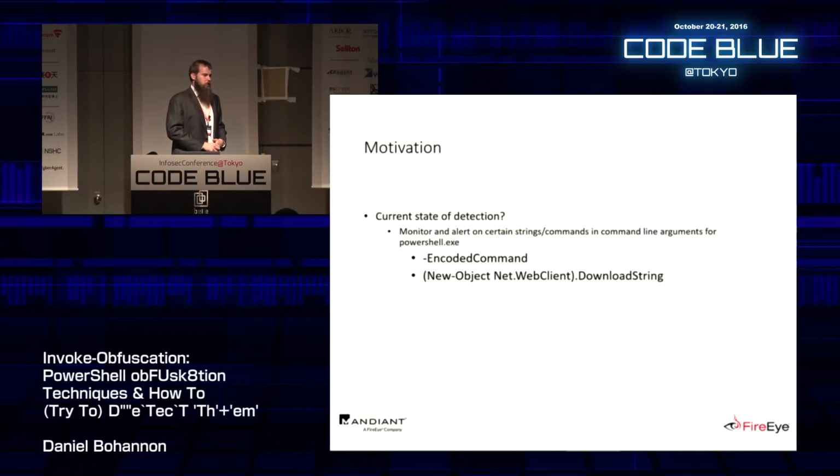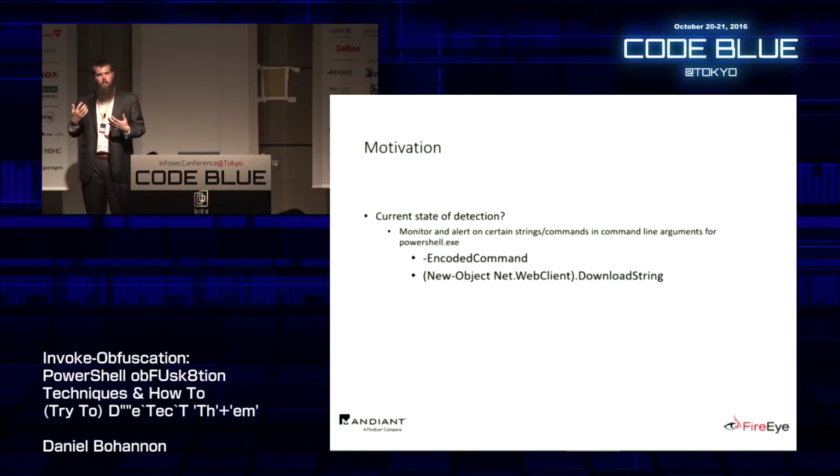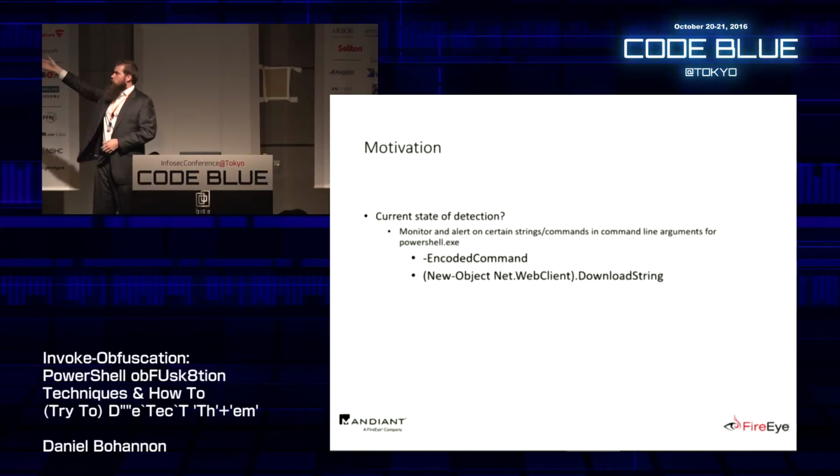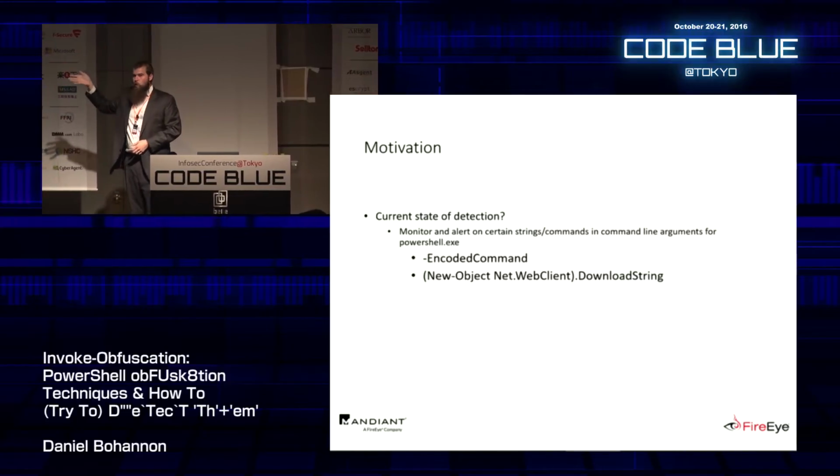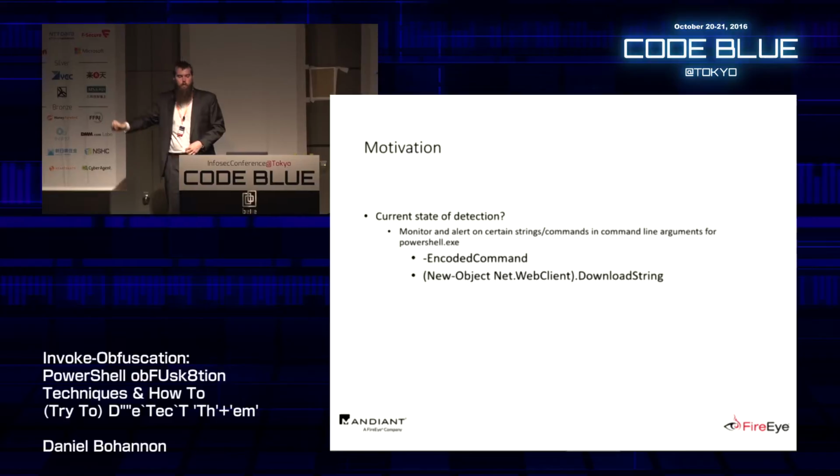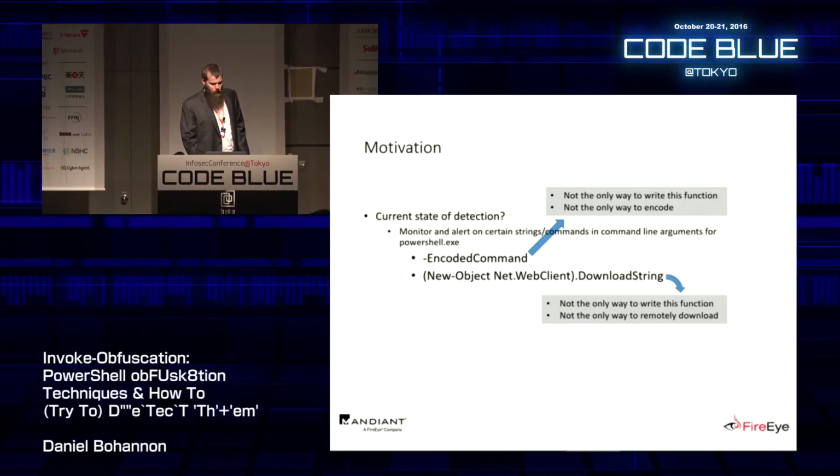So the current state of detection, a lot of tools, a lot of techniques do just that. They look for whenever powershell.exe is launched, what are the command line arguments? And the two biggest things that we see attackers using are this encoded command, which allows you to have a base 64 encoded command, and also this remote download cradle, this remote download command. These are the two things that we see attackers use most often in our investigation.